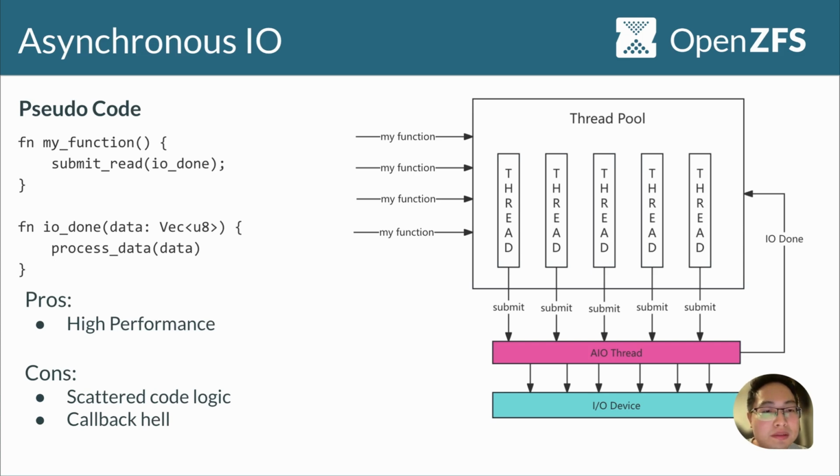To address the problem, we can use asynchronous I/O. This model can give us high performance, but the cost is scattered code logic. In this example, one task needs to be split into two functions, one for IO submit, the other for data process. If we want to do more IO requests in one task, we need to split the task into many pieces. Then we even need to register callbacks in the callback function. This makes our code hard to understand.